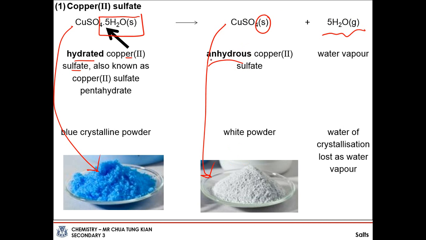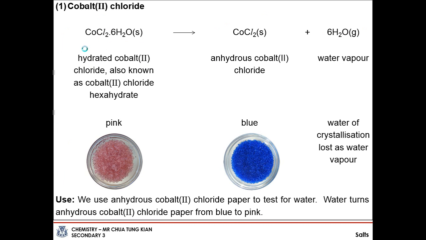So if the question was to ask you to obtain copper(II) sulfate crystals, you cannot heat the solution to dryness. Otherwise, you will get anhydrous copper(II) sulfate instead of the blue crystalline powder, which is hydrated copper(II) sulfate. So what methods can we use to prepare hydrated copper(II) sulfate? Later on, we will go a little bit more into this one. Another common example is cobalt(II) chloride. Again, this one here is the water of crystallization.